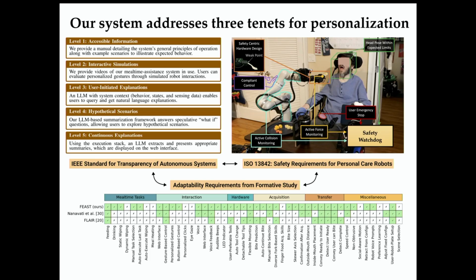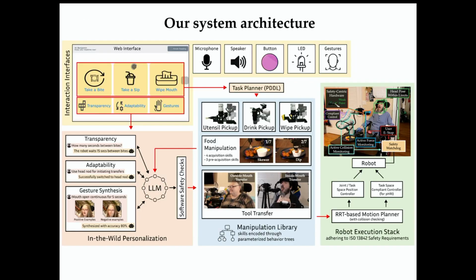And also, we followed the IEEE ISO standard safety requirements for personal care robots, as well as the IEEE standard for transparency of autonomous systems. What is transparency? Transparency basically means, in this case, the person understands what the robot is thinking. And that helps them not only gain trust, but also adapt the robot's behavior. And so our system can do from level 1 to level 5 with different levels. I'm not going to go too much into details of this, but you can ask me questions later if you have. So basically, the system is like this, right?